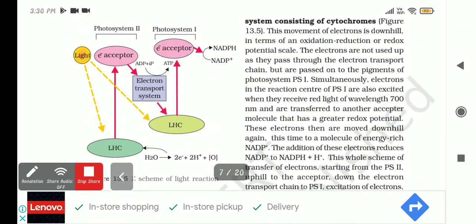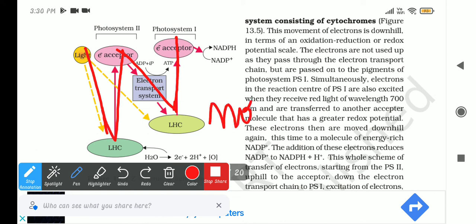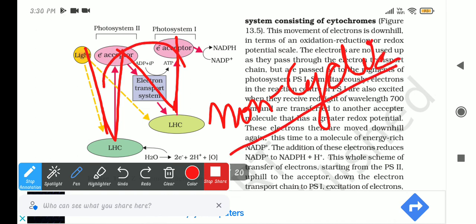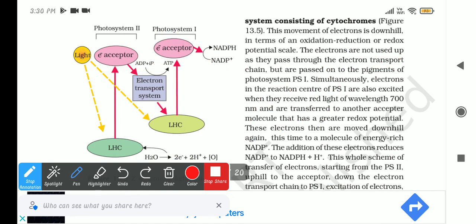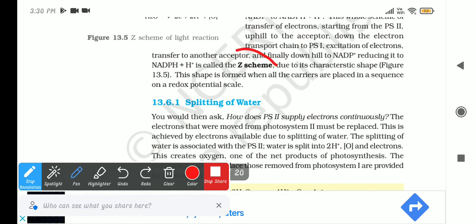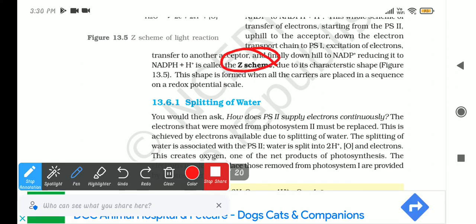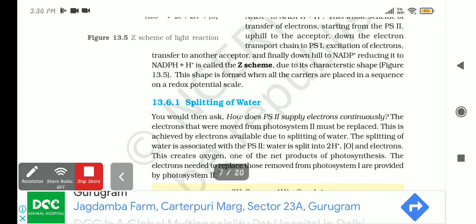Look, it goes from here to here to here. So it is a non-cyclic process, as the cycle is not repeated again and again. This is a non-cyclic process. In the last class, it is written that the Z scheme is also covered. Next class we are going to discuss the splitting of water.